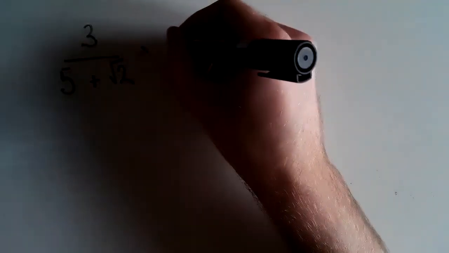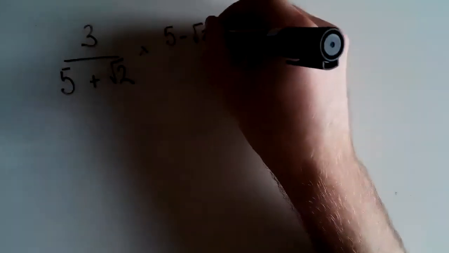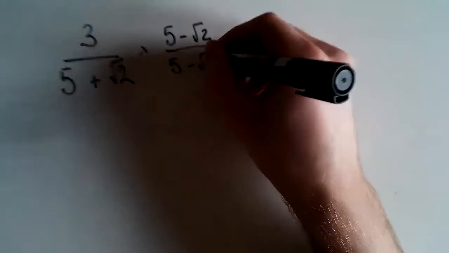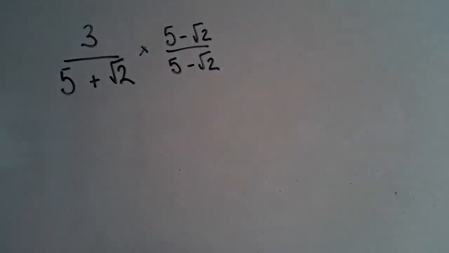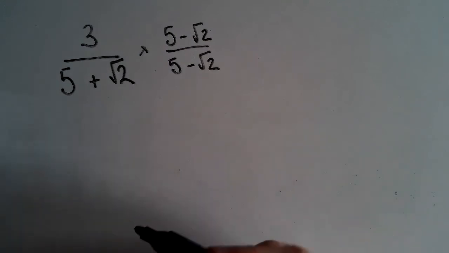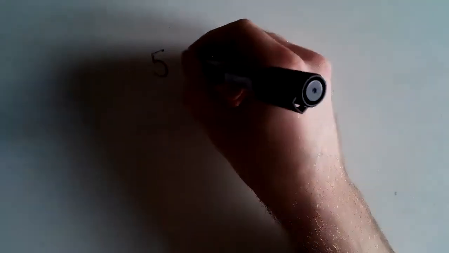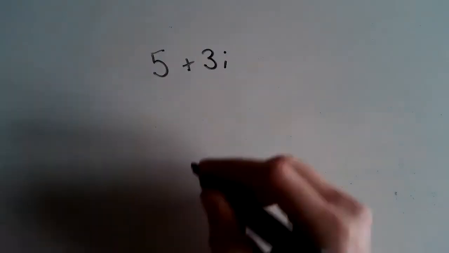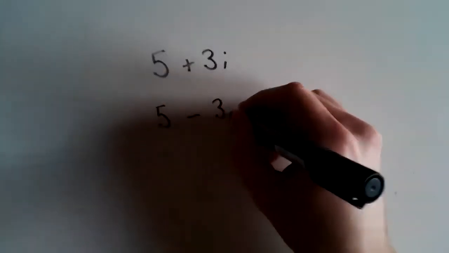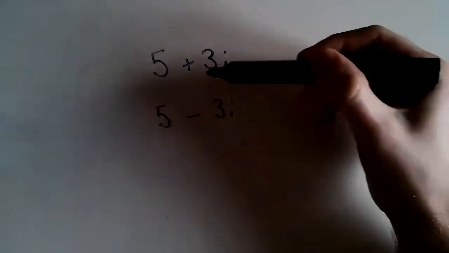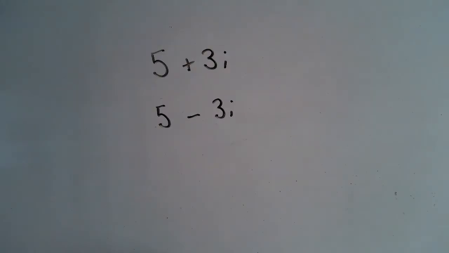So you would hopefully remember that we would times top and bottom by the conjugate of the bottom. Okay, well, the same thing's going to happen with complex numbers. We're going to times top and bottom by the conjugate of the bottom. So, first of all, let's just have a new word. Instead of conjugate, I'm going to use the word complex conjugate. So if 5 plus 3i is my complex number, then we say 5 minus 3i is my complex conjugate. I just changed the sign of the imaginary part.